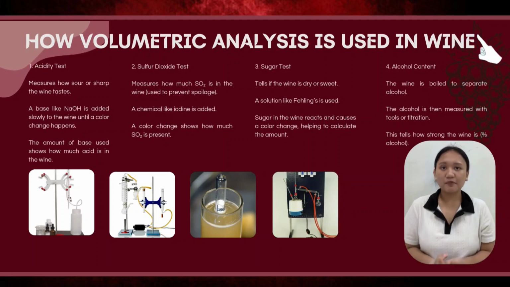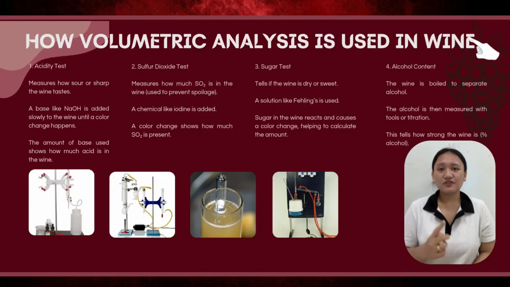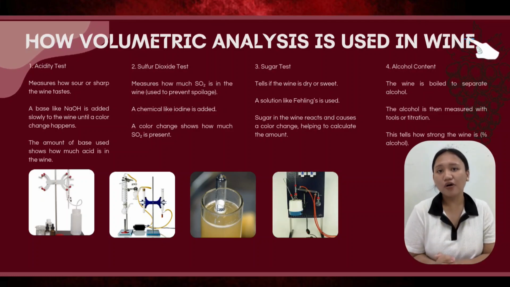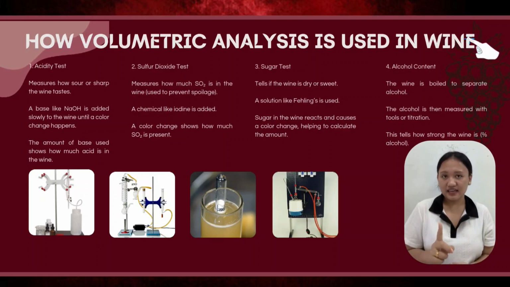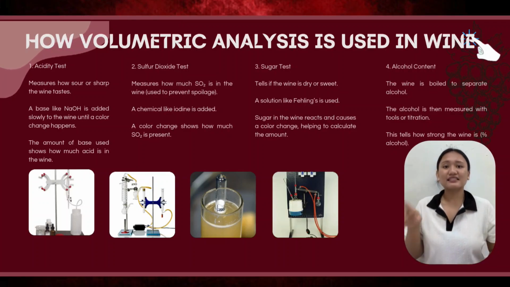Sulfur dioxide helps keep wine fresh, and by adding iodine, we watch for a color change to see how much is in there. Now for the sugar test, this one's sweet. Using Fehling's solution, we see how much sugar reacts and figure out if the wine's dry or deliciously sweet. And finally, the alcohol content. We boil the wine, separate the alcohol, and measure it to find out just how strong the sip really is. Science and wine, the perfect pairing.